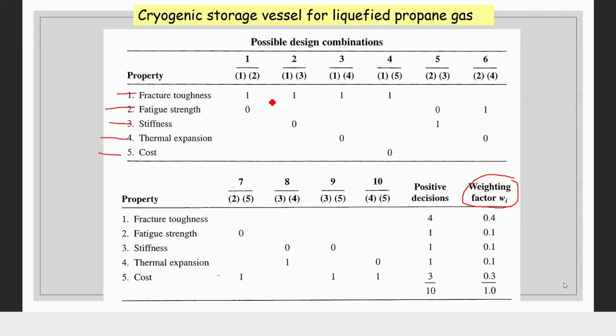Okay, possible design combination. Design means combination of the property lah. 1, 2, 1, 3, 3, 5, 4, 5 gitu sampai habis lah. Okay. So positive decisions and bawah-bawah total 10. So 4 bahagi 10, 0.4. 0.1, 0.1, 0.1, 0.3. Alright. So this is how the weightage is calculated by comparing between the properties and see which one is more important than the other.